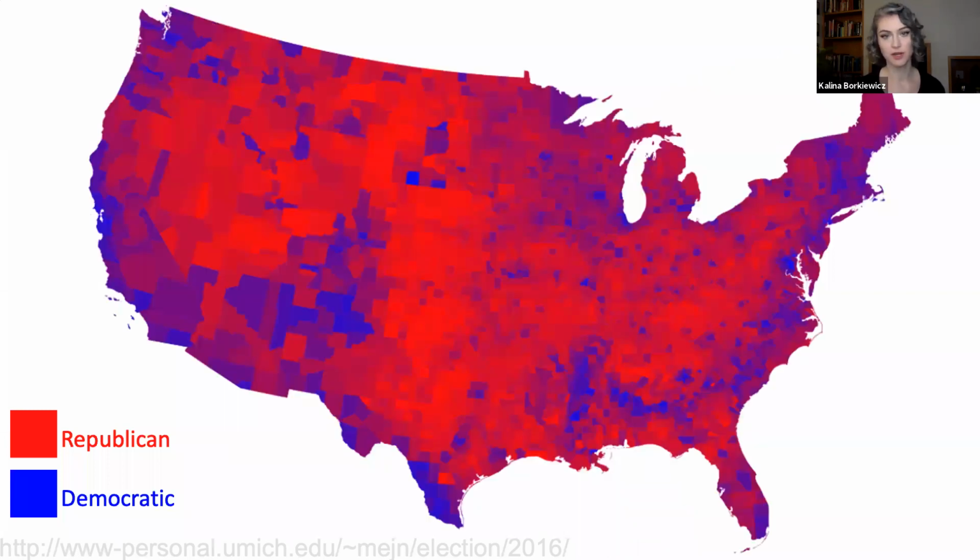Well, no, not if we color them by the strength of a party's dominance. Here we can see that there's a lot of purple and not so many things that are strictly blue or strictly red. So maybe we're not as deeply divided as the other images would suggest.